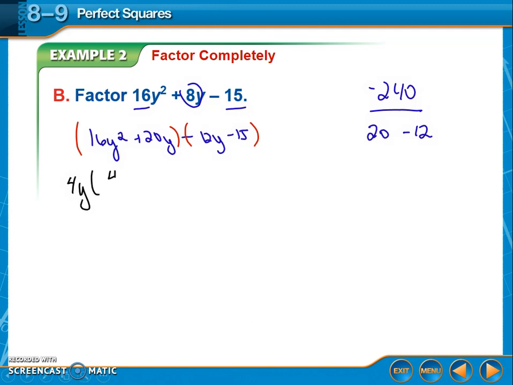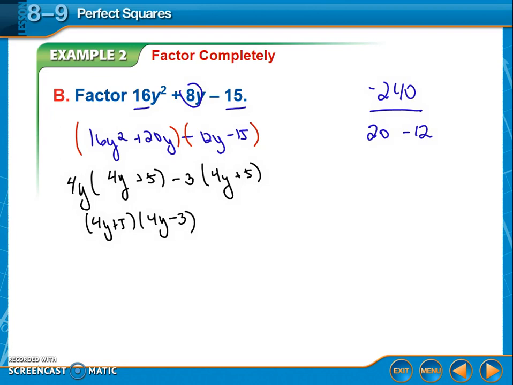So I'm left with 4y plus 5. In this one, I can pull out a negative 3, and I'm left with 4y plus 5. So now I have 4y plus 5 in both, so I pull out 4y plus 5, and I'm left with 4y minus 3. Now that one is factored completely.